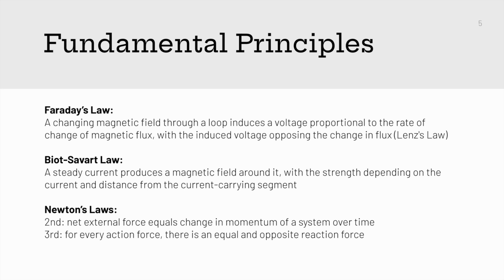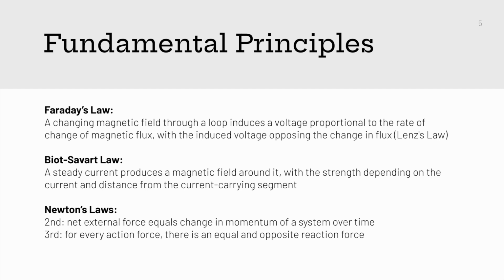And lastly, obviously with all forces, interaction between these two forces, we have Newton's second and third laws, meaning that the net external force equals a change in momentum of a system over time. So basically they're saying that the net momentum is preserved, and this is because the magnet is falling, but different forces are acting on it at different times.